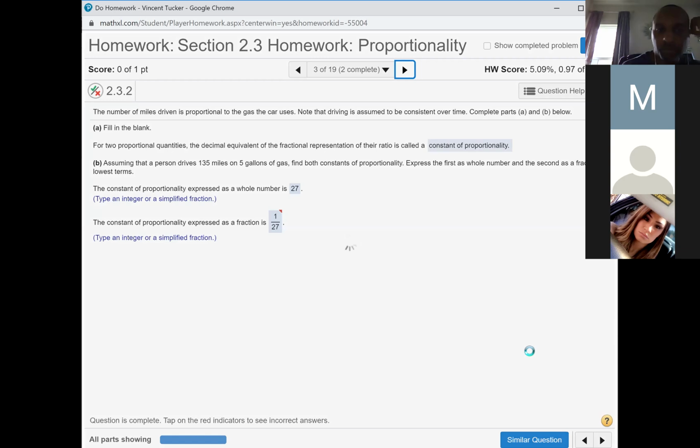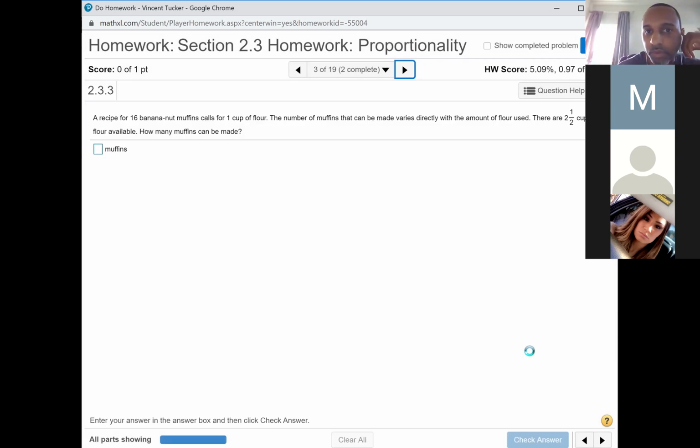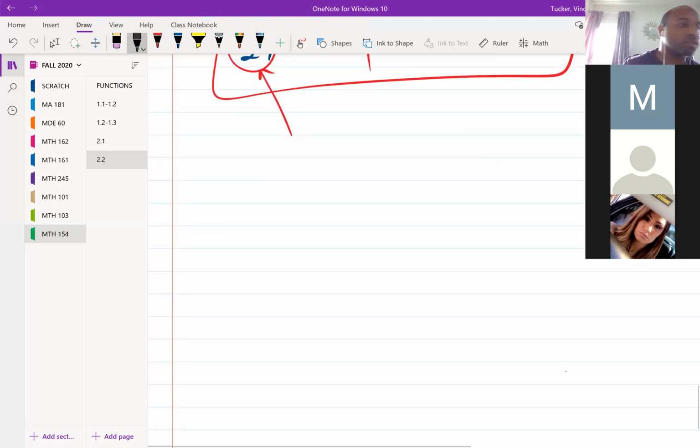A cup of flour. All right, let me take a picture of this and then we'll do it. All right, so let's try this one out.